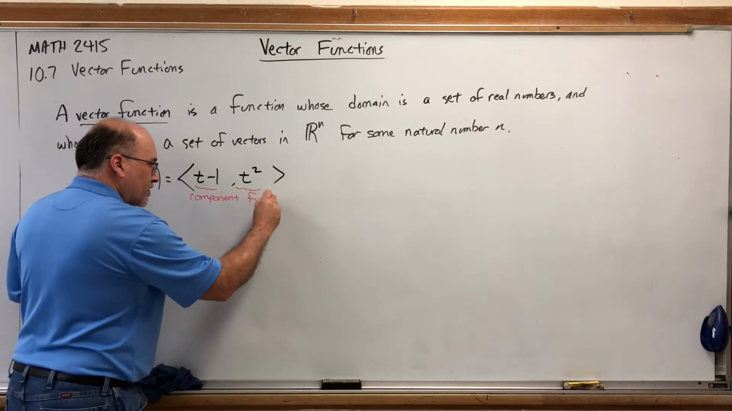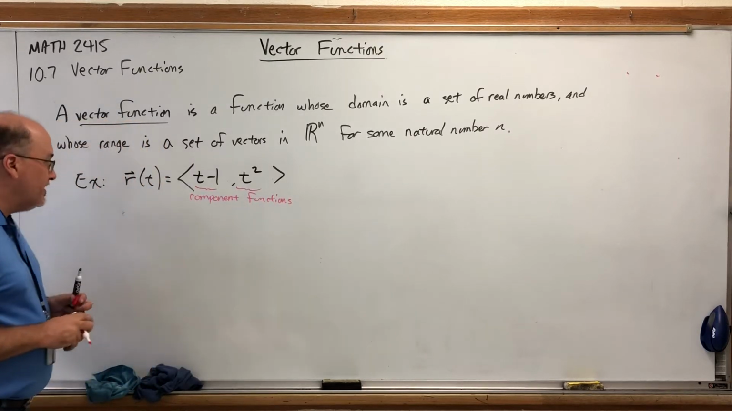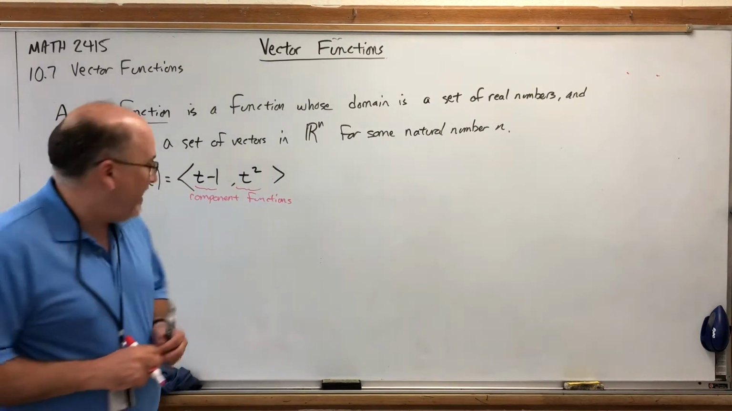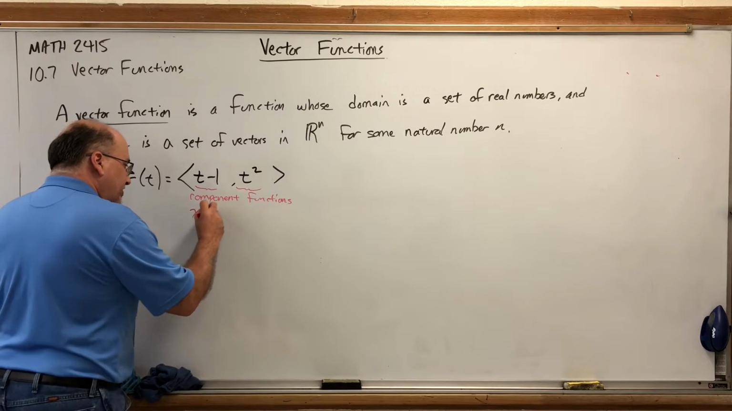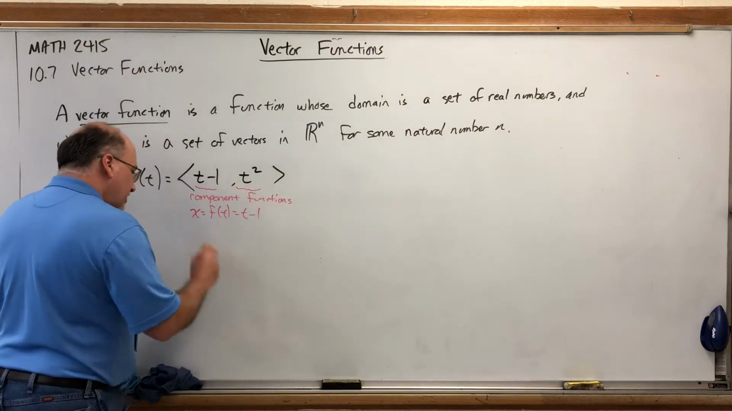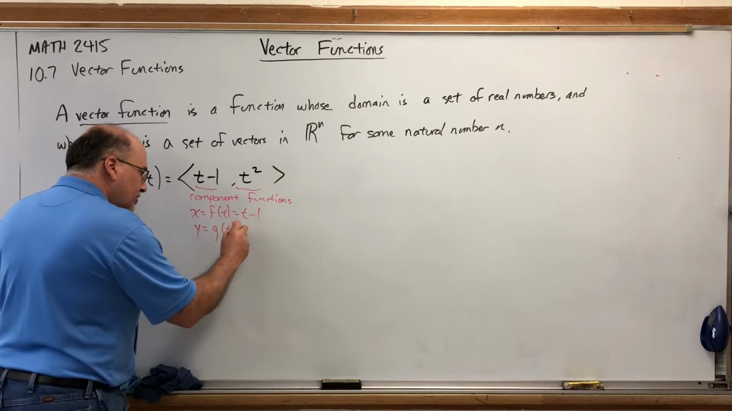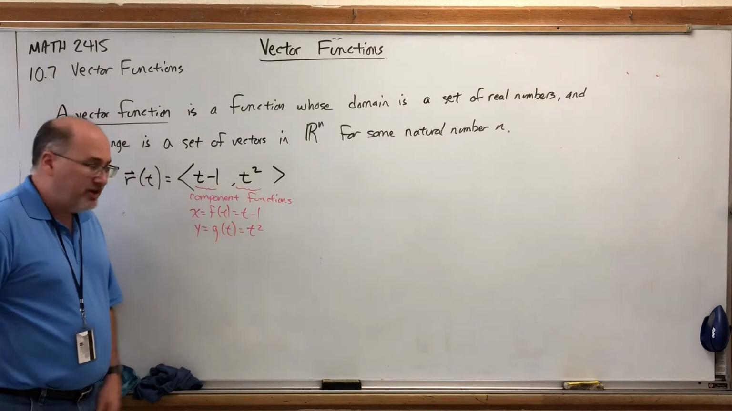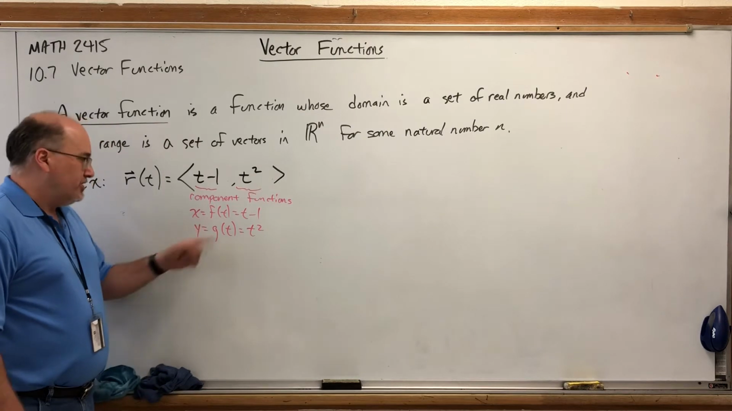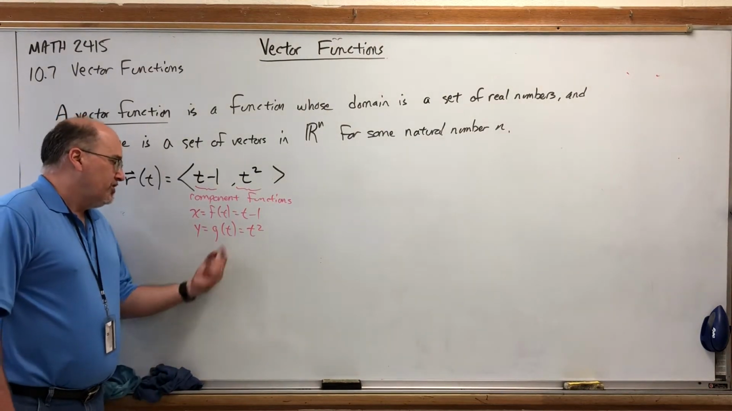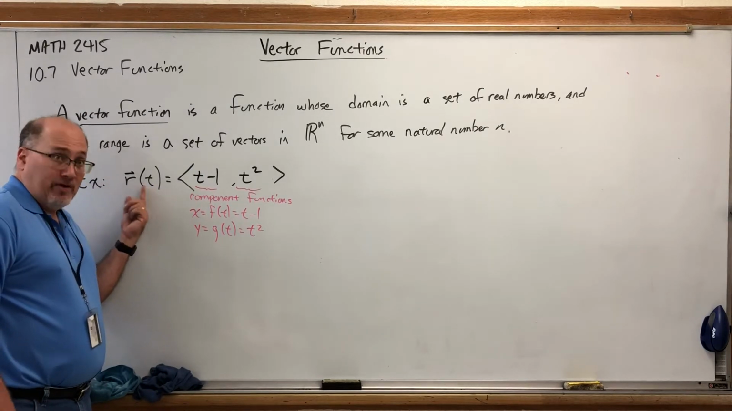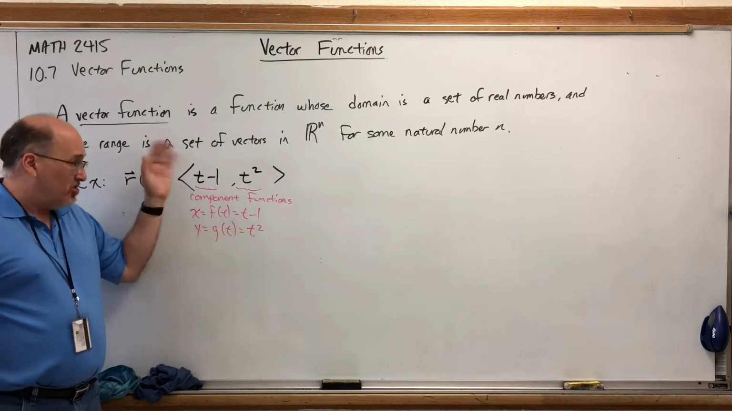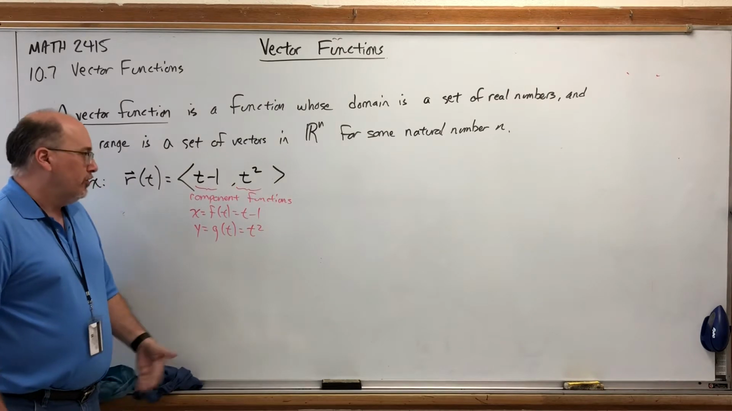Component functions. We can also write them individually, using the same notation as the textbook, saying that x is equal to f of t, which in this case would be t minus 1, and y is equal to g of t, which is equal to t squared. But generically speaking, we can call the first component function some function of t, the second component function some function of t, or whatever the parameter is, whatever the input is. And if there were a third component, we could call it h of t. But the functions that make up the components of the vector function are called component functions.